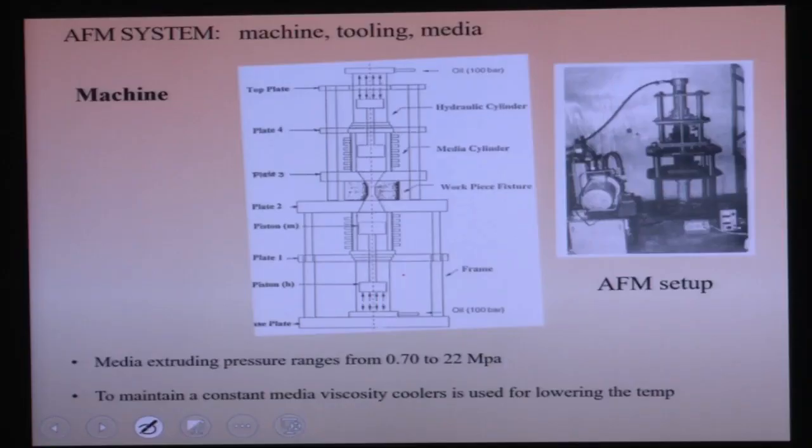Okay, so for media pressure here they have considered 0.7 to 0.22 megapascal. To maintain constant media viscosity, coolers are used for lowering the temperature. This media property is actually dependent on the temperature of the media. So the rheological property of this media depends on the temperature. Okay, so with an increase in temperature, the viscosity reduces. So we need the machining operation to be done at a constant viscosity.